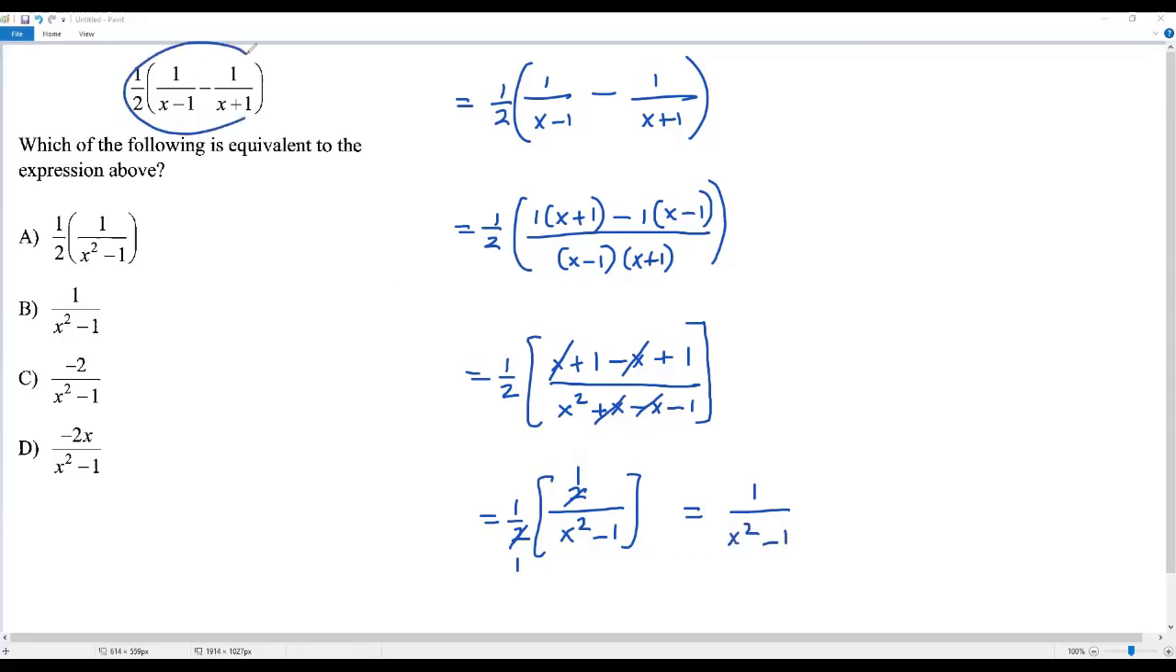So when I simplify the given expression, I am getting 1 over x squared minus 1. This is the expression which is equivalent to the given expression. We find this 1 over x squared minus 1 in answer choice B. So the correct answer choice for this question is B, 1 over x squared minus 1.